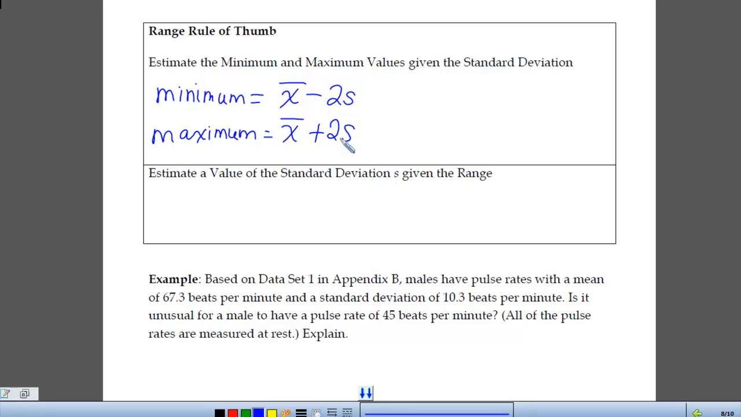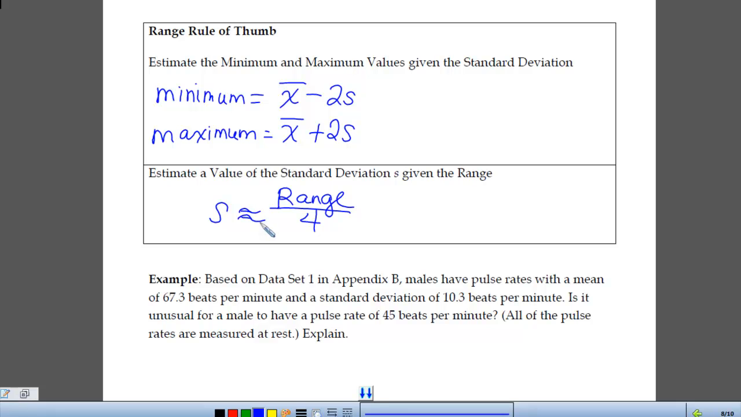If we know the range, we're kind of turning it around now, because the range comes from the maximum and minimum. If we have an idea about what the range is, we could estimate the standard deviation to be the range divided by 4. You're away from your calculator, you're away from the computer, you have an idea about the range, but you want to estimate the standard deviation. Then this is how we could do that. And of course, this is an estimate.